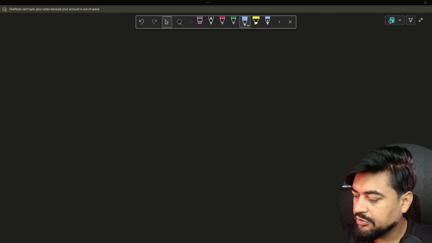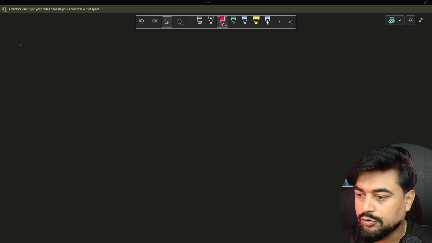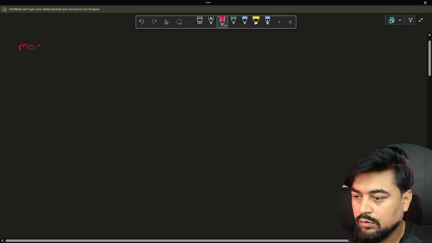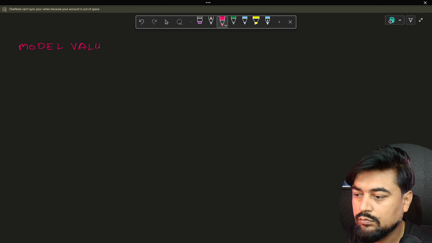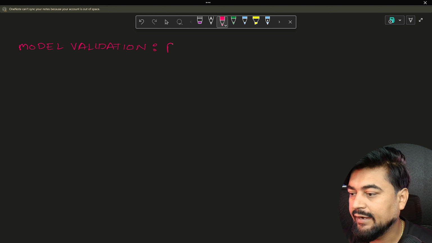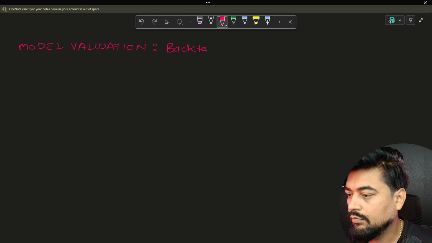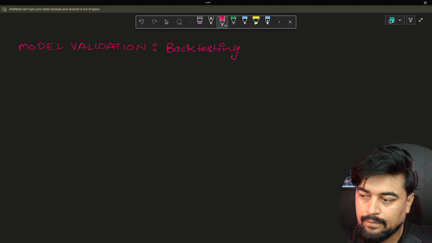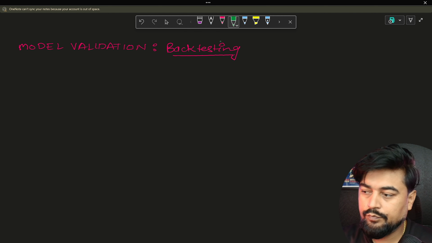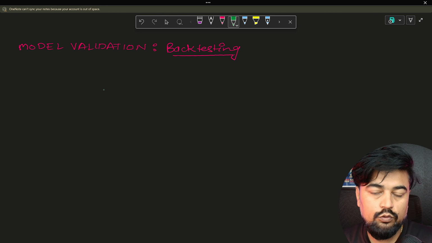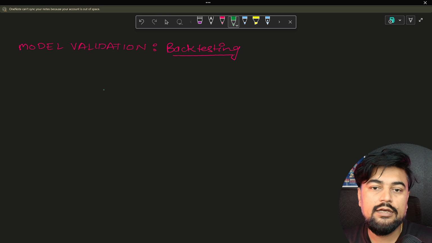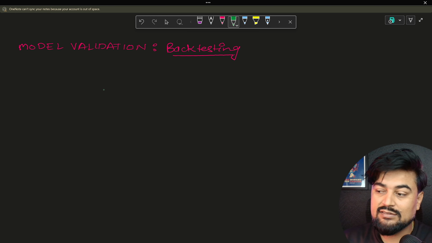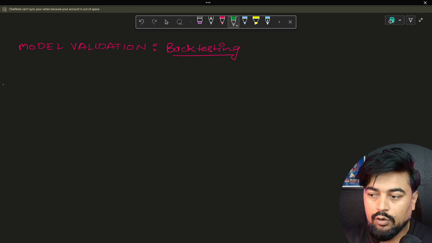As I mentioned, the topic for today is going to be a model validation technique, and the technique name is backtesting. This is a super important concept if you want to work in the credit risk domain, or in the financial sector, in a bank or any other company in Bangalore, Hyderabad and Pune, because there is a separate team. I again mention this. Now let's move on to the topic.